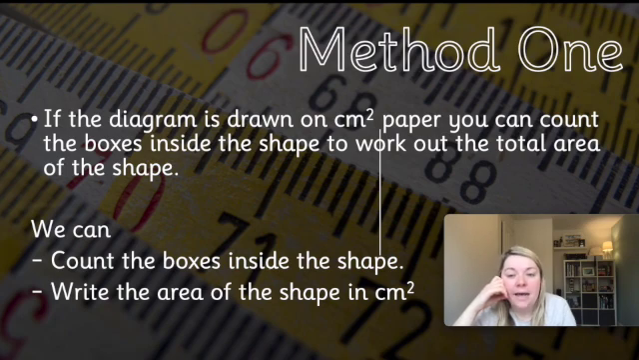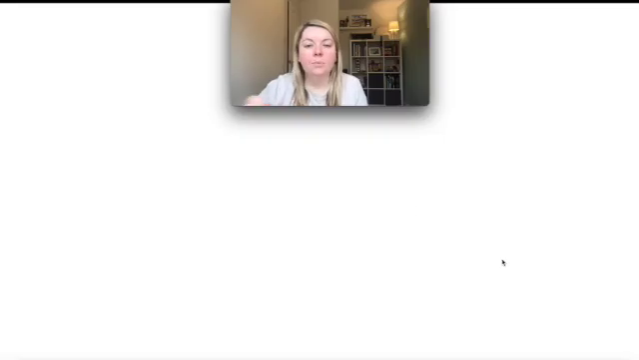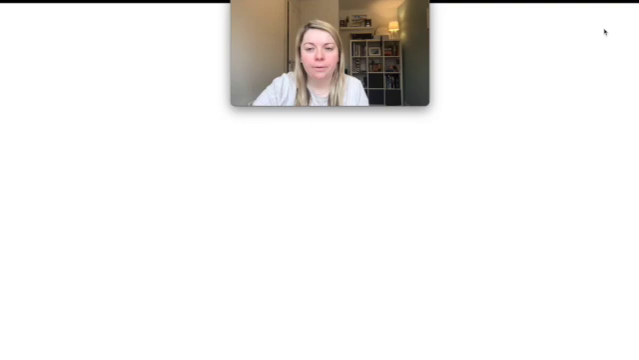So to be successful for method 1, you count the boxes inside the shape like we just did in the examples previously, and you write the area of the shape in centimetres squared, because the sides of the shape are measured in centimetres. Okay, now moving on to strategy 2. So I'm going to show you and justify to you why this strategy works first of all, and then we'll have a few examples of using method 2.